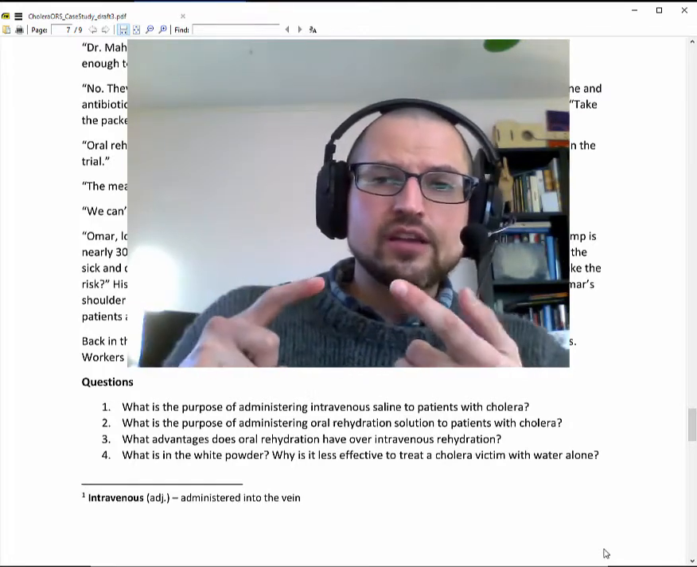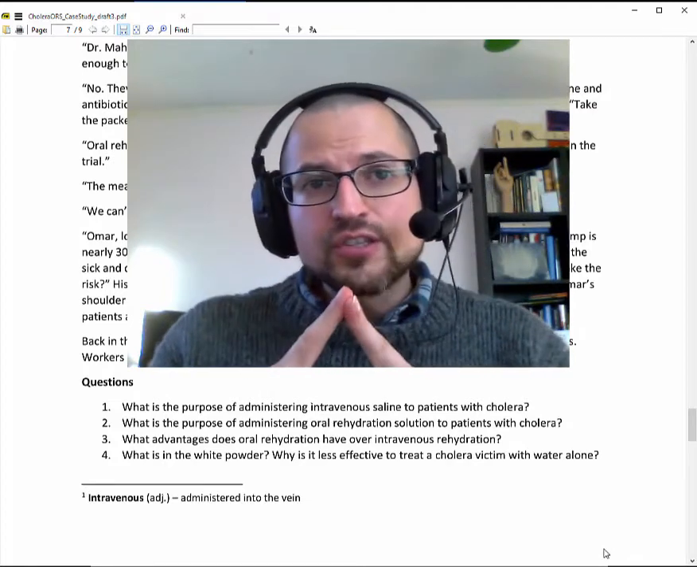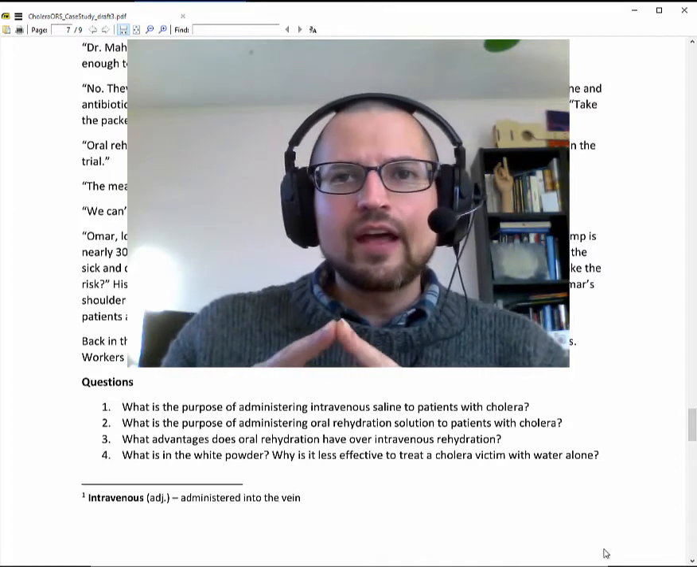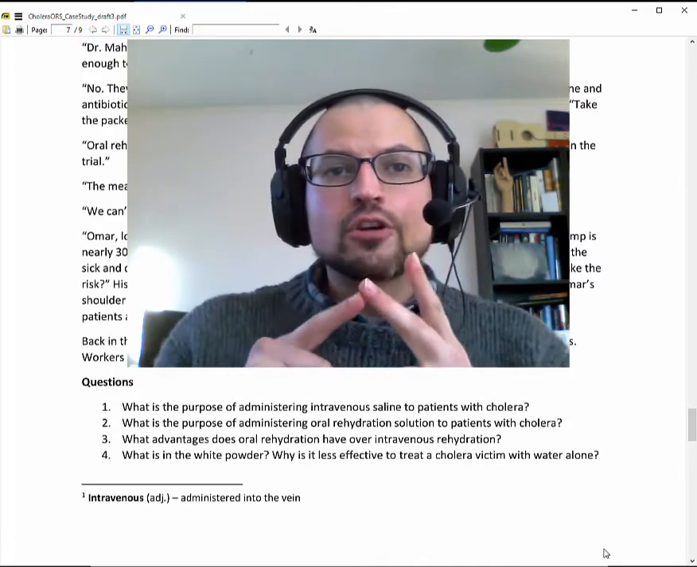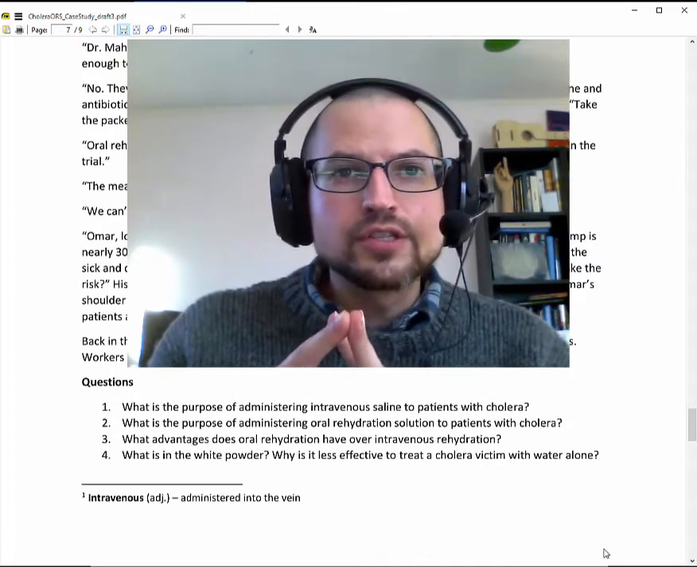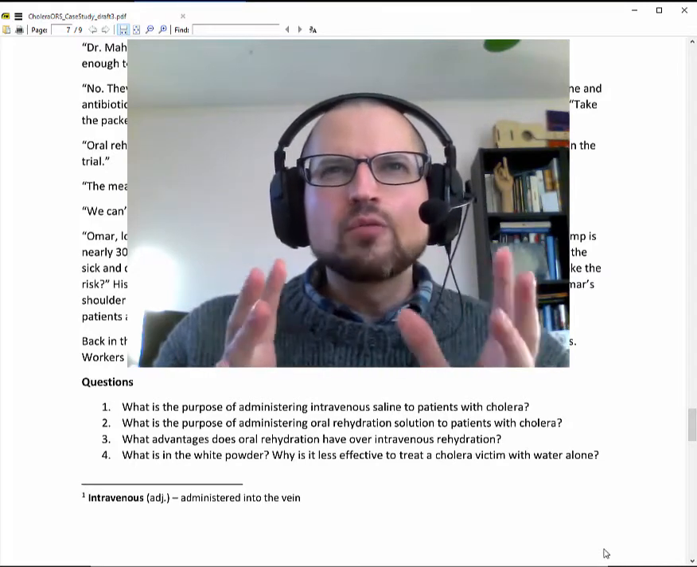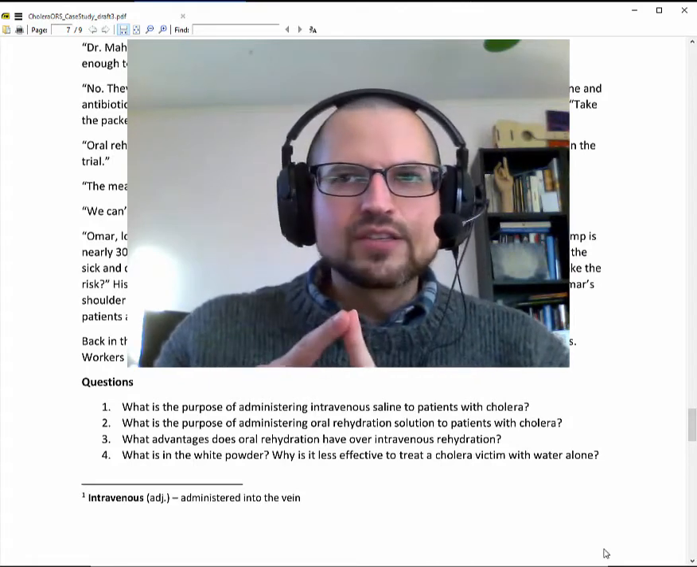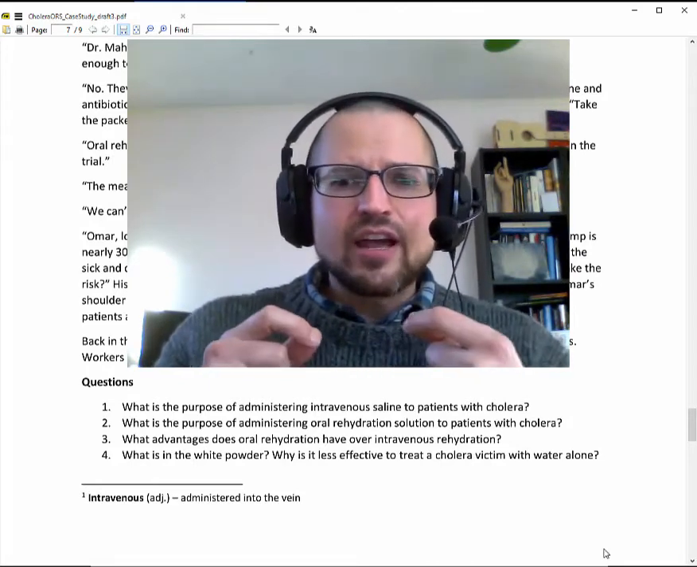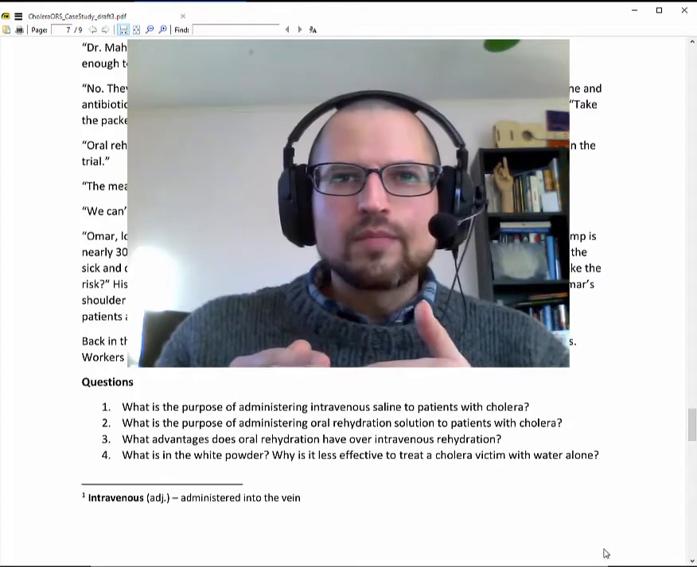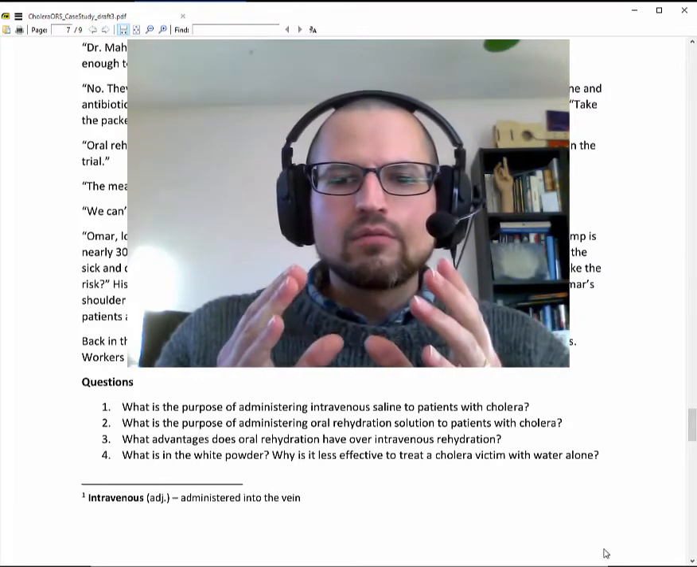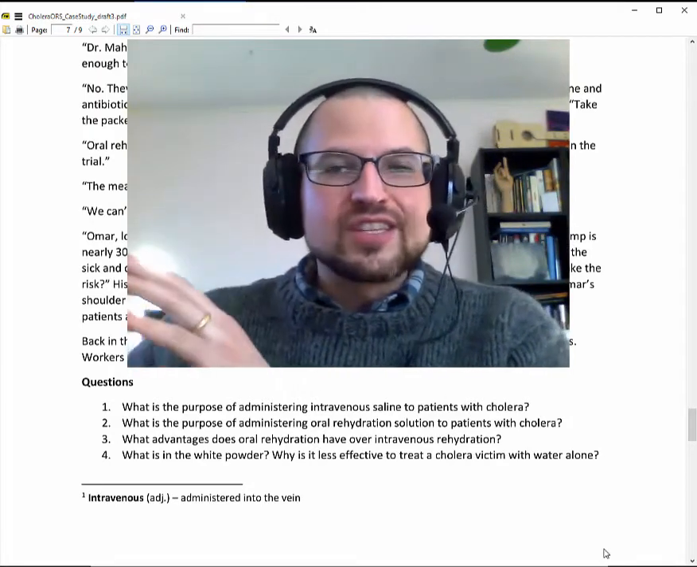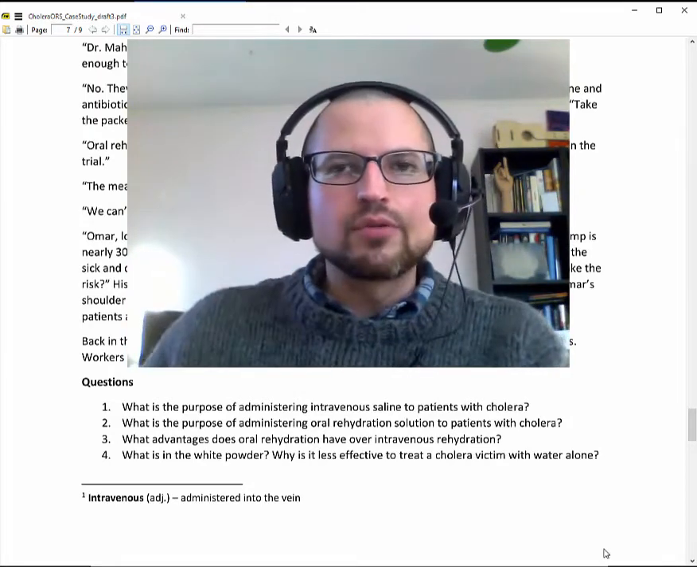So it's basically, the powder is salts, so things like sodium chloride, magnesium chloride, calcium chloride, and also sugar, specifically glucose. Why don't we just give them plain water? Well, remember, there are two factors here. One is that as they're vomiting and having diarrhea, they're not just losing water, they're also losing salts. So we want to replace those salts as well. It's the lack of salts that's also causing problems. So we need to address both issues.